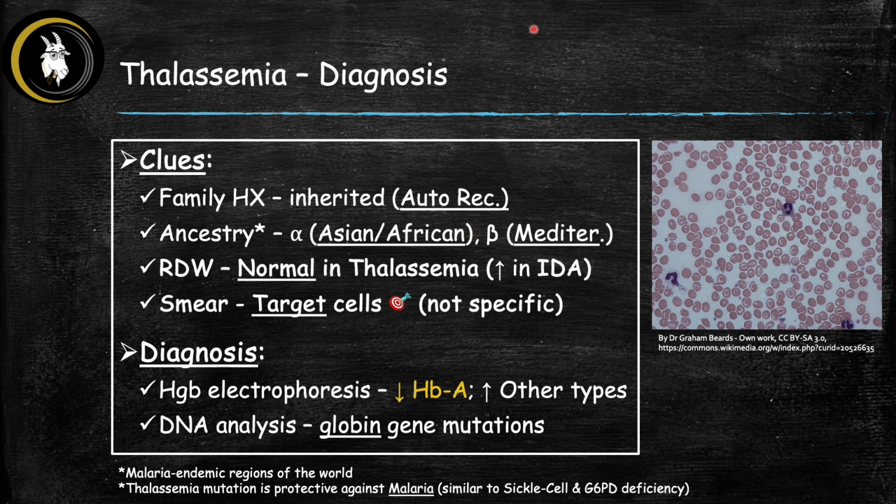Now, I want you to be careful of just trying to use this as the only way to make the diagnosis. Just because someone has an ancestry from one of these regions and they have anemia doesn't mean that this is caused by thalassemia.